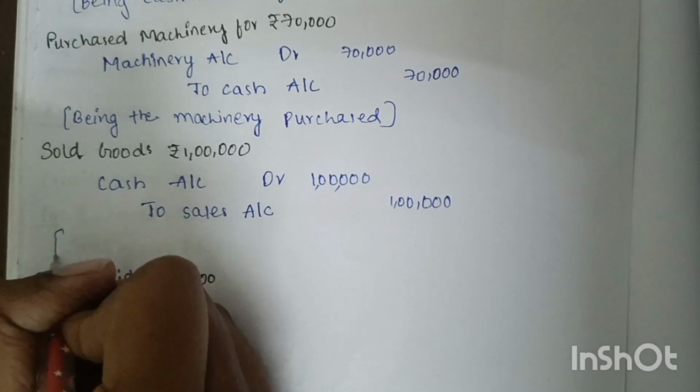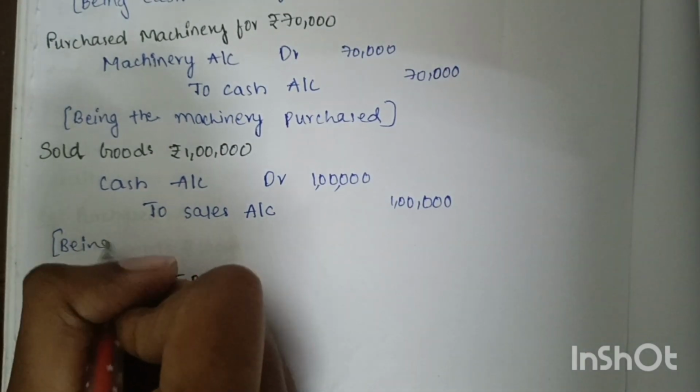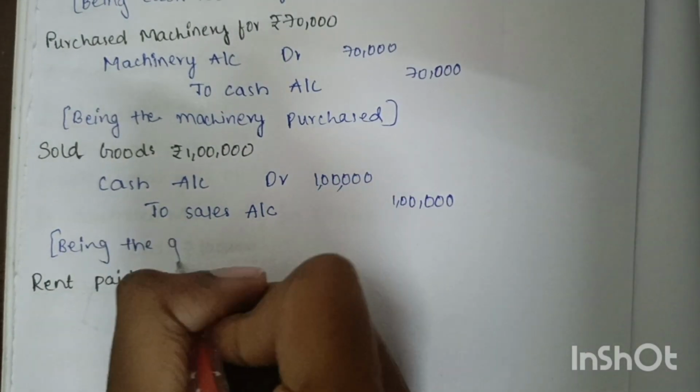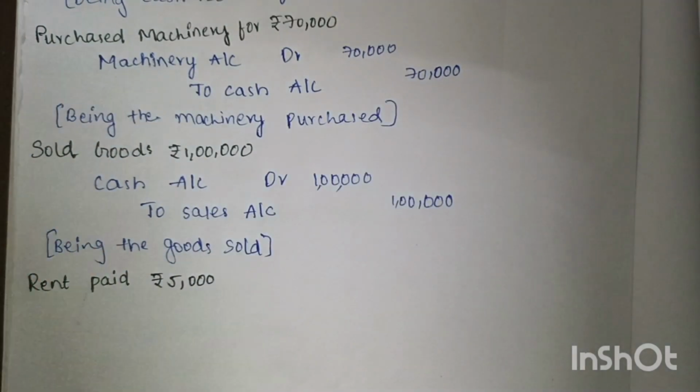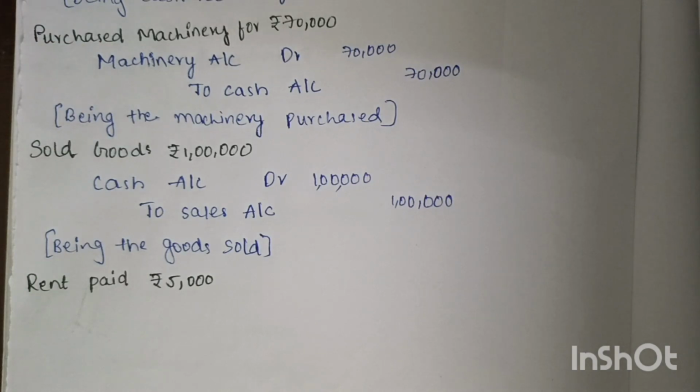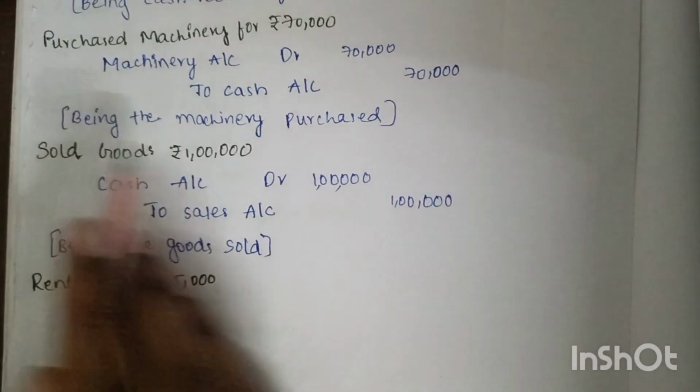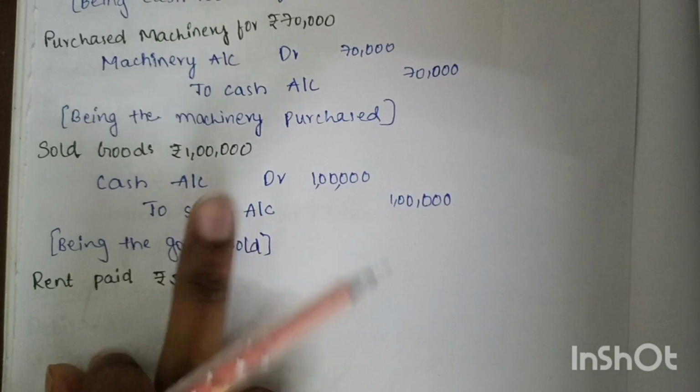So what will you write as the narration here? Being the goods sold, right? Being the goods sold. So these are real account examples, that is purchased machinery and sold goods. Okay, these are the two journal entries I wrote.